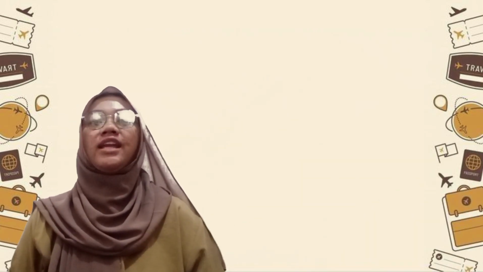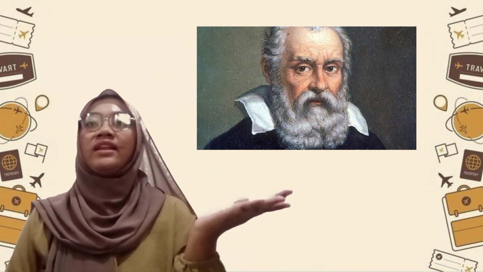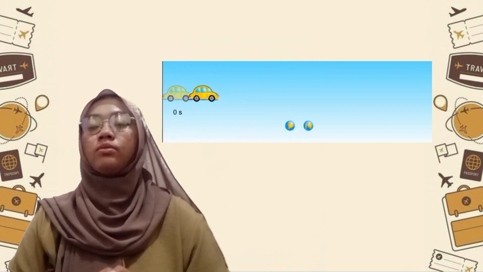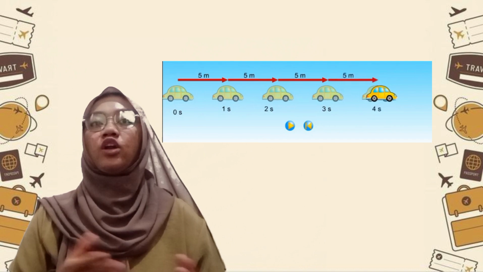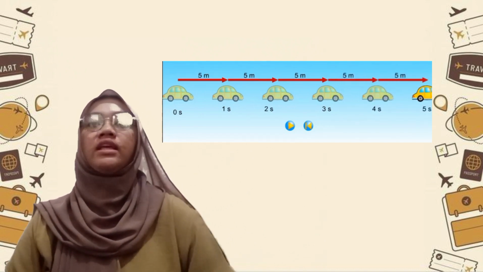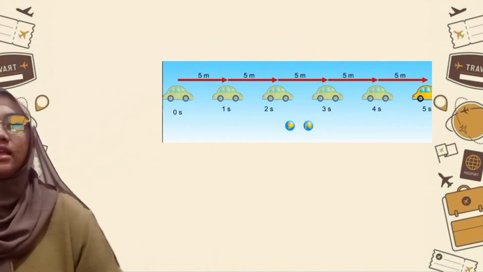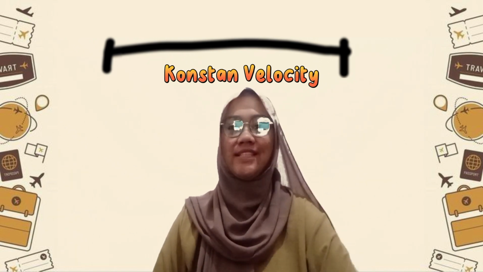Uniform linear motion or GLB is one of the fundamental concepts in physics. Galileo Galilei conducted systematic experiments and observations on motion. He discovered that objects moving at a constant velocity would undergo a displacement proportional to the time elapsed. So, GLB refers to the motion of an object moving along a straight line with a constant velocity.